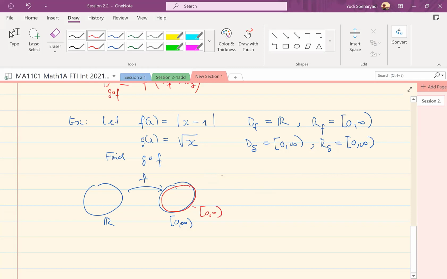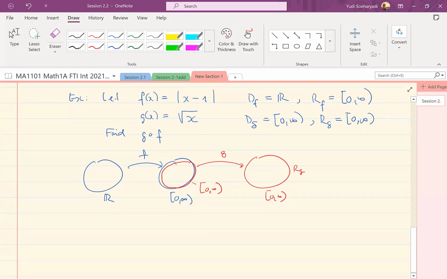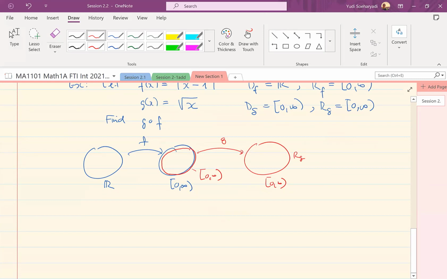Actually, this is the same thing. This is G. Okay. Yes. So in this case, there is no problem because you see that the red one is the G, the blue one is R F. So here's R F, exactly match.